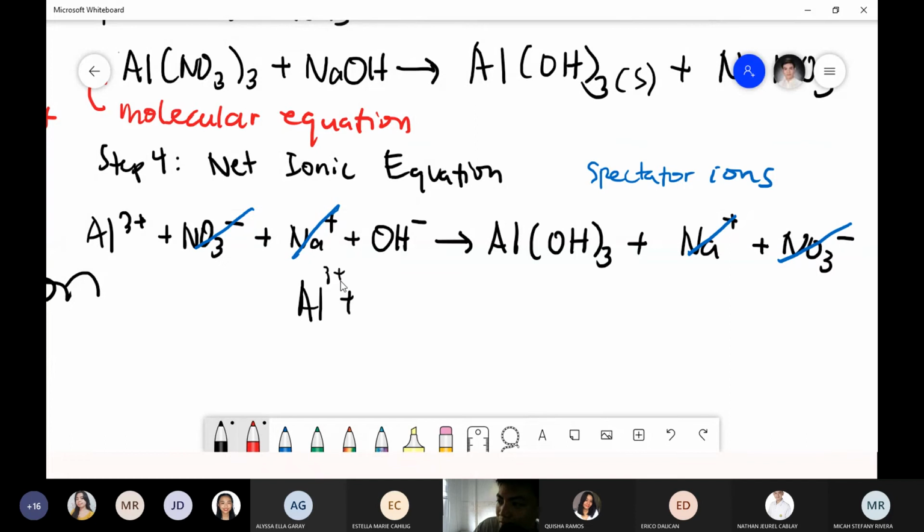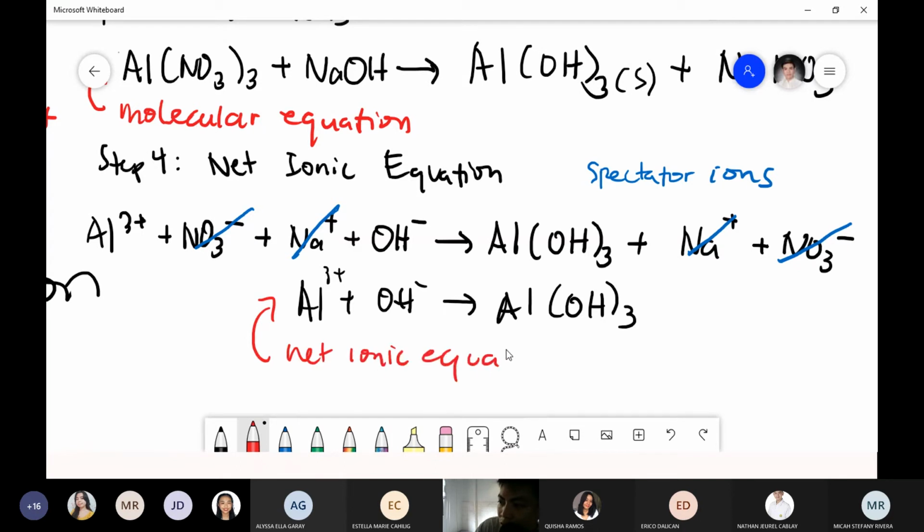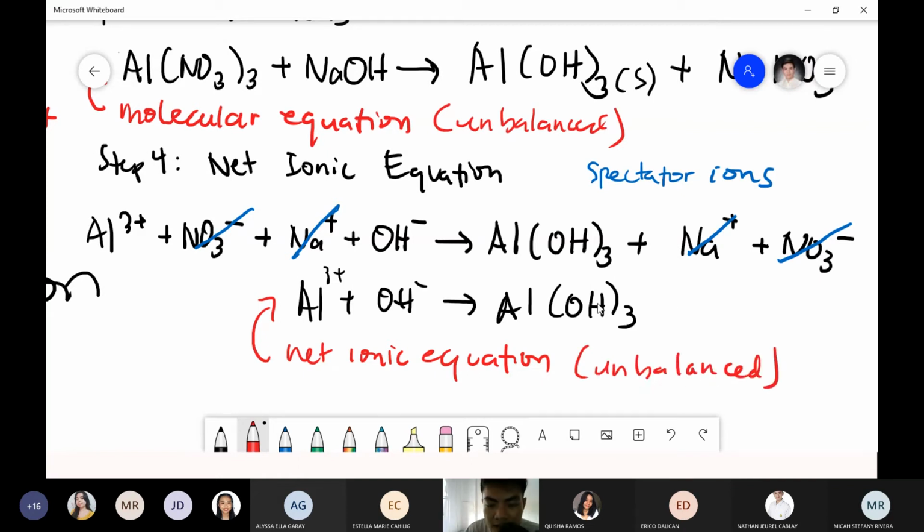Al(OH)3. This is our net ionic equation. Okay. So again, all the equations here are unbalanced now. Okay, unbalanced yan lahat. Kasi i-discuss pa lang sa lab nyo yung balancing. Okay? Although I know that you have an idea how to balance them, but for now, I will not proceed with that.